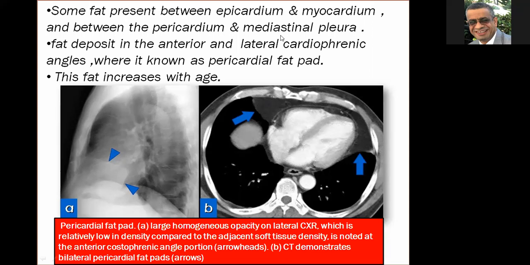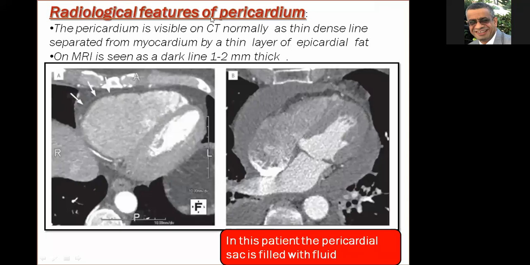Radiological features of the pericardium. The pericardium is visible on CT as a thin, dense line, separated from the myocardium by a thin layer of epicardial fat. On MRI, it is seen as a dark line about 1 to 2 mm thick. So this is an axial CT showing normal pericardium separated from the myocardium by a fat layer. This is pathological, where it is filled with fluid.